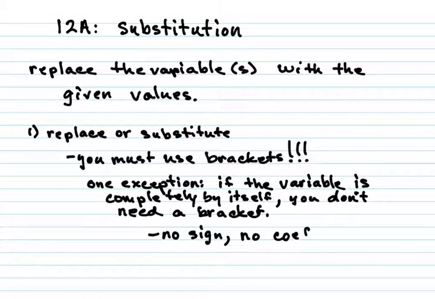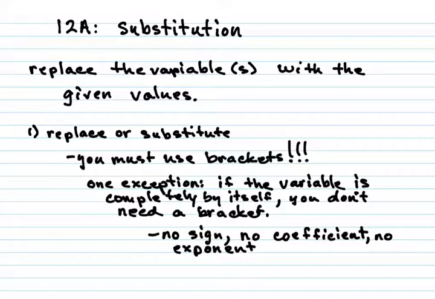No coefficient. Coefficient means the number in front of the letter. Remember, we're talking about algebraic terms here now. Again, we've talked about them before. So if it said 4x, then 4 is the coefficient, so you must have a bracket. Okay? And finally, no exponents.